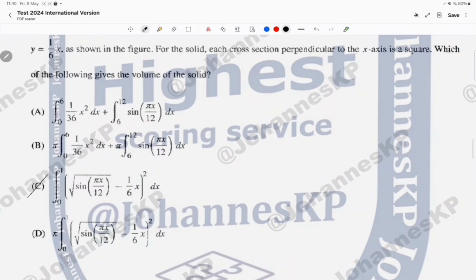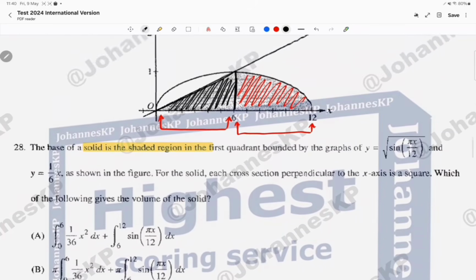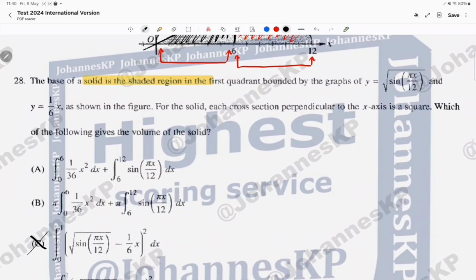So it's not C, right? And it's not D. Now, whenever they say the cross section, that means you don't put pi on the outside. So B is out.